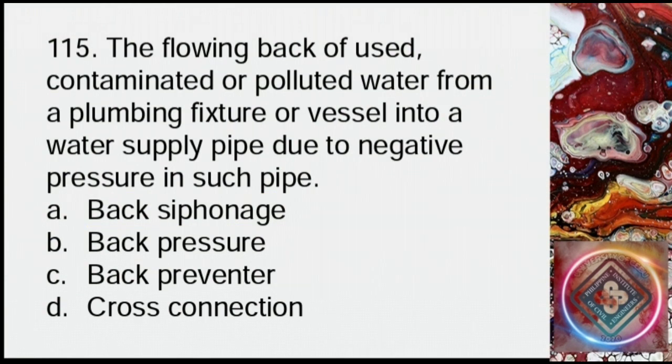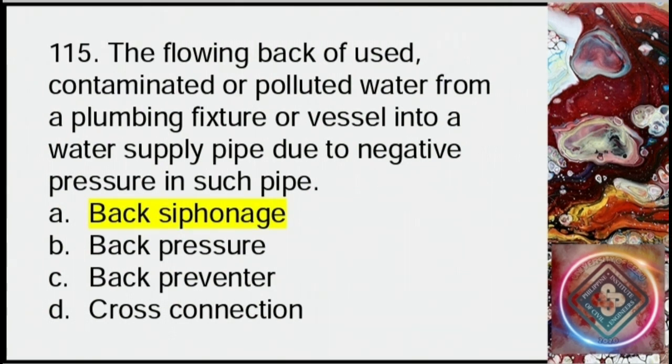115. The flowing back of used, contaminated or polluted water from a plumbing fixture or vessel into a water supply pipe due to negative pressure in such pipe. A. Back siphonage, B. Back pressure, C. Back preventer, D. Cross connection. A. Back siphonage.